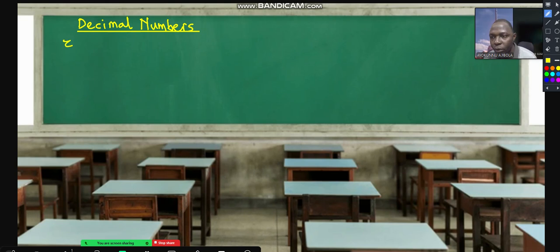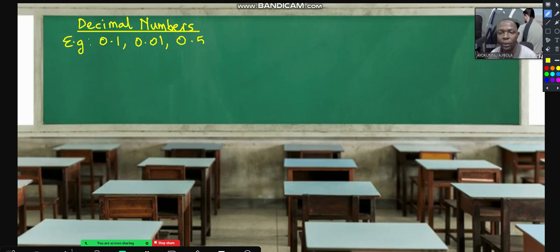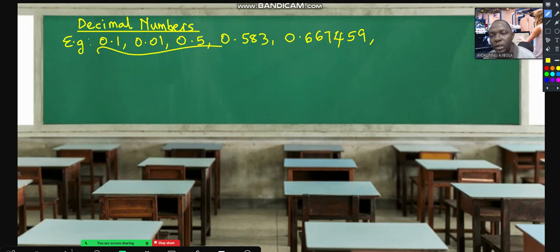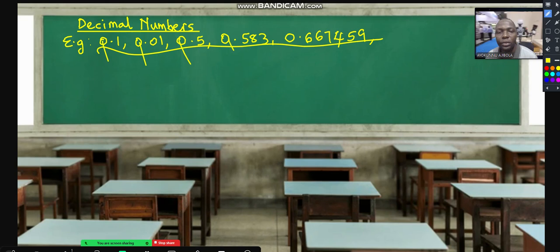Examples of decimal numbers: we have 0.1, we have 0.01, 0 point anything, 0.583, 0.664, 0.7459, whatever the number can be. And I said it could be decimals alone. All these are decimals alone, no whole number. That's why they are all 0 point, 0 point, and 0 point.